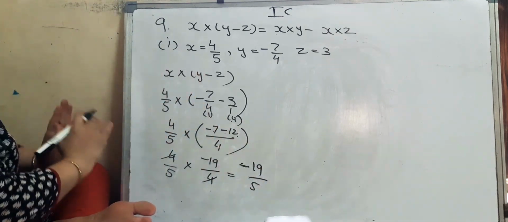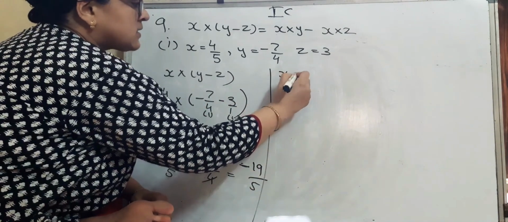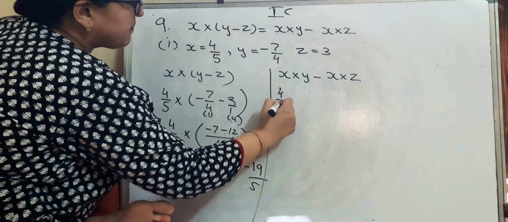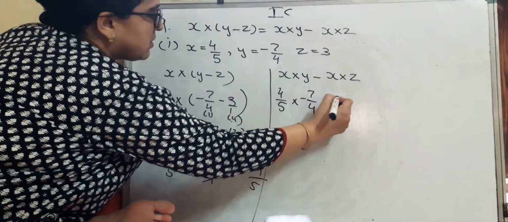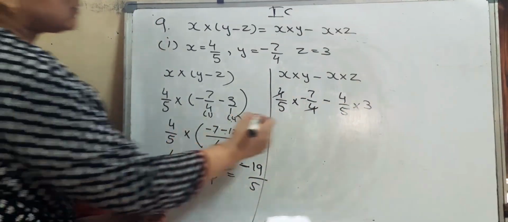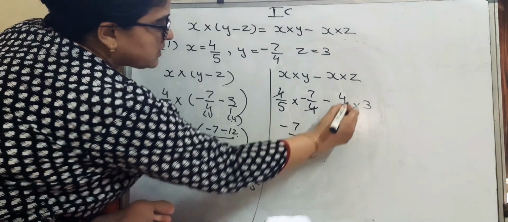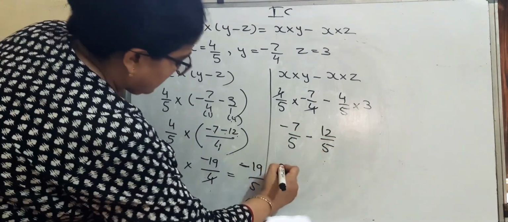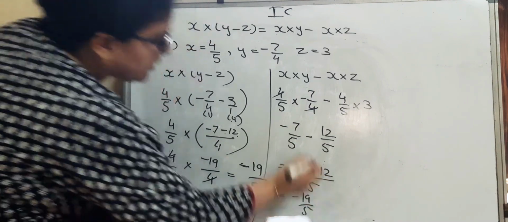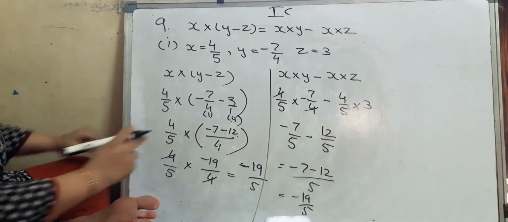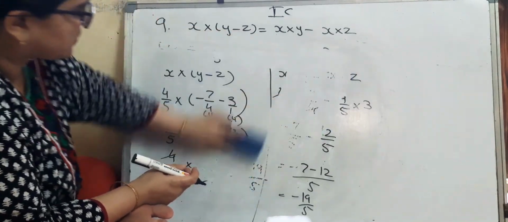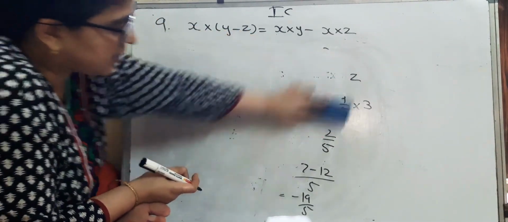This is the left hand side we have proved. Now right hand side, x into y minus x into z. The value of x is 4 upon 5 into minus 7 upon 4, minus 4 upon 5 into 3. Cutting down 4 4, then minus 7 upon 5 minus 4 3s are 12 upon 5. Then minus 7 minus 12 upon 5, answer is minus 19 upon 5. So hence both answers are verified, both are equal. So 9th first question we have done, now 9th second question.